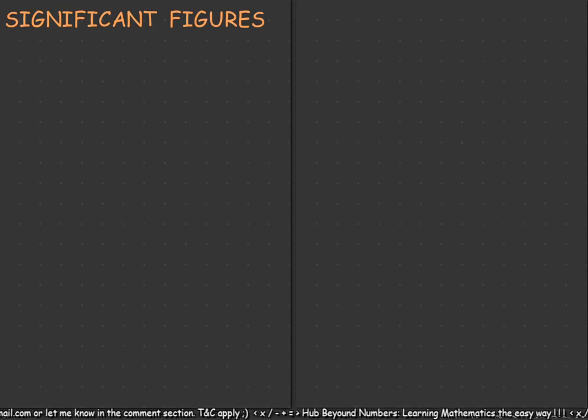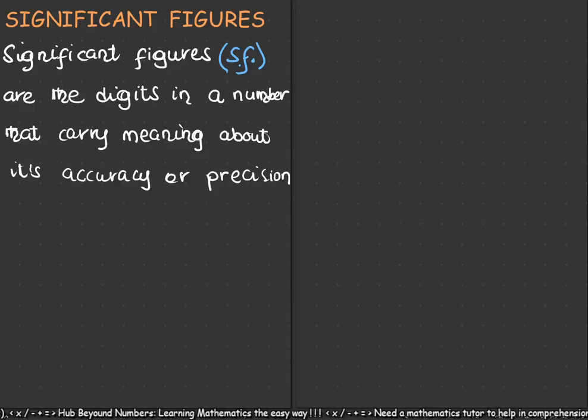Alright, so let me write that down. We say the digits in a number that carry meaning. As you can see here, significant figures are often written as SF. So they are digits in a number that carry meaning about its accuracy or precision.